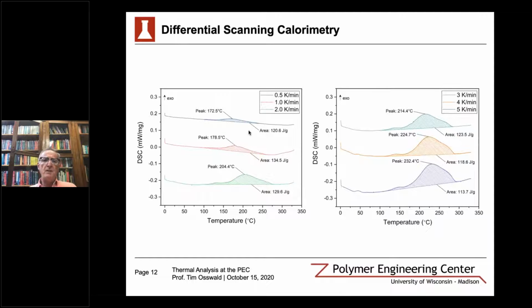And here we have the results of all of them, going from 0.5, 1, and 2, then 3, 4, and 5. And again, you can see the baseline, and you can see the deviation from the baseline, which is the exothermic reaction, the curing reaction.